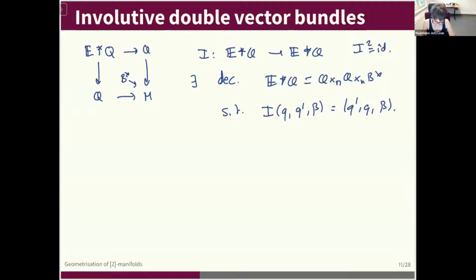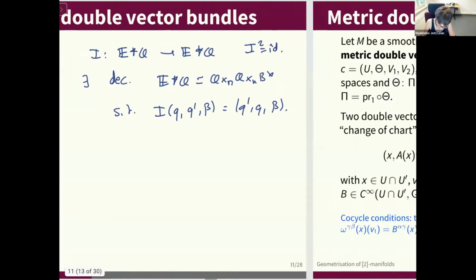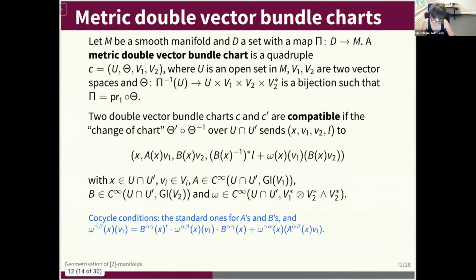Okay, so I claim that those objects are two manifolds. So they are the geometric version of two manifolds. So now I'm going to explain how that works. We go back to metric double vector bundles. No, that's the longest slide, I promise.